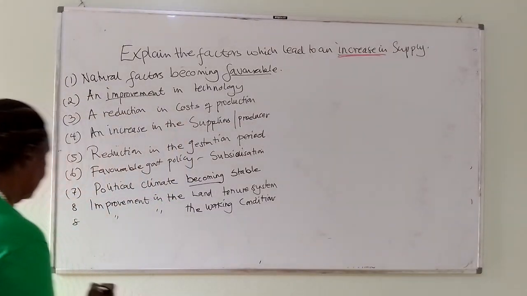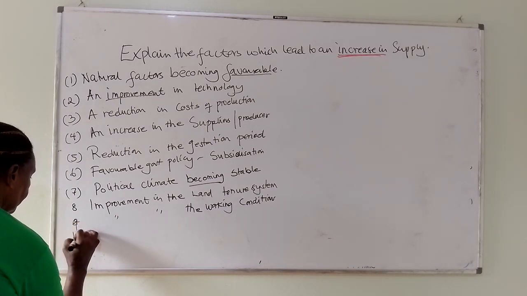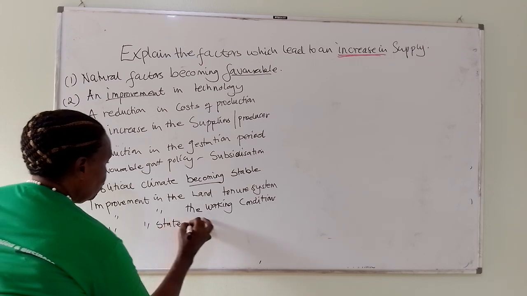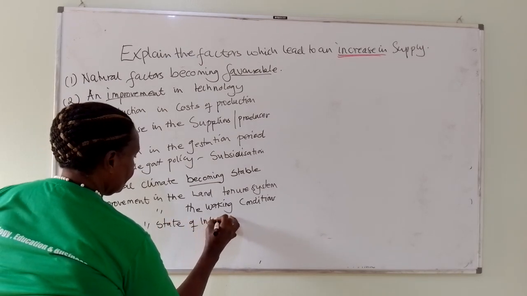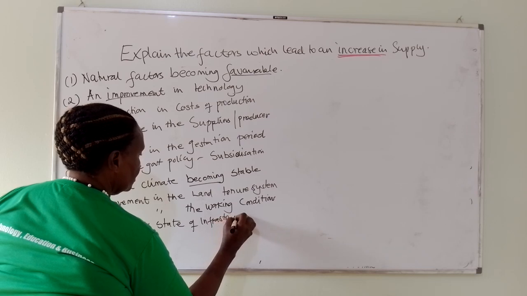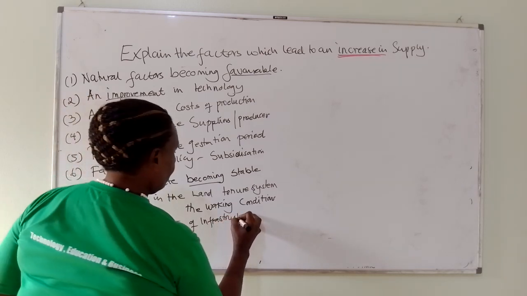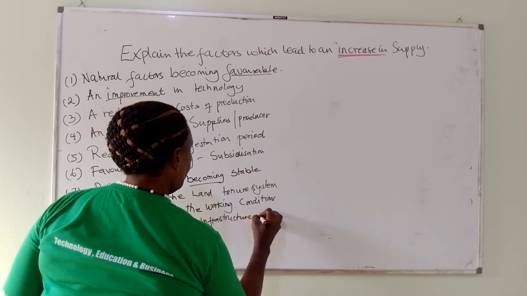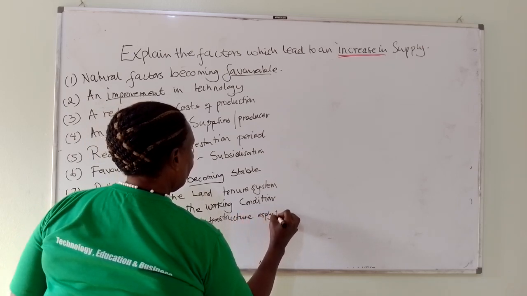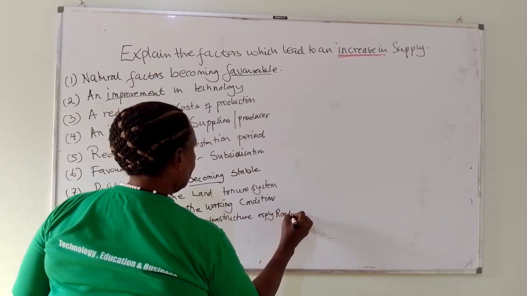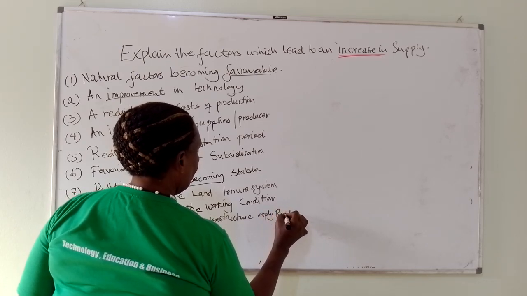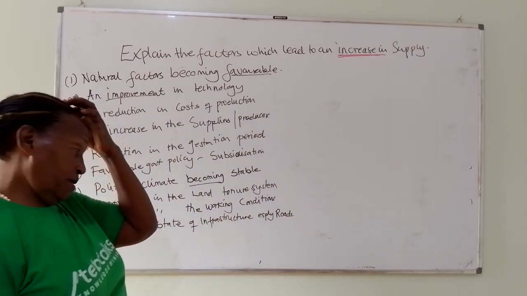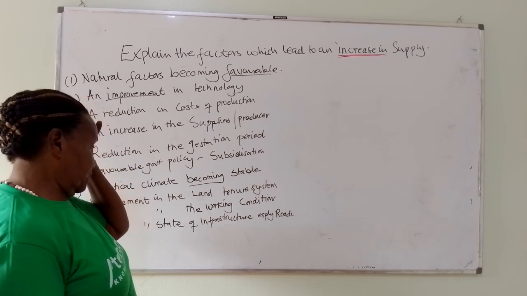Then improvement in the state of infrastructure. Everything is improvement in the state of infrastructure, especially roads. Roads are very important. You cannot be able to make the goods reach the consumers where they need to find them in the market if the roads are impassable.